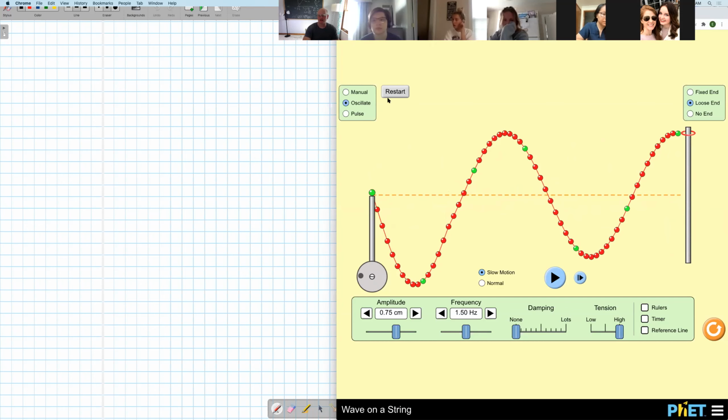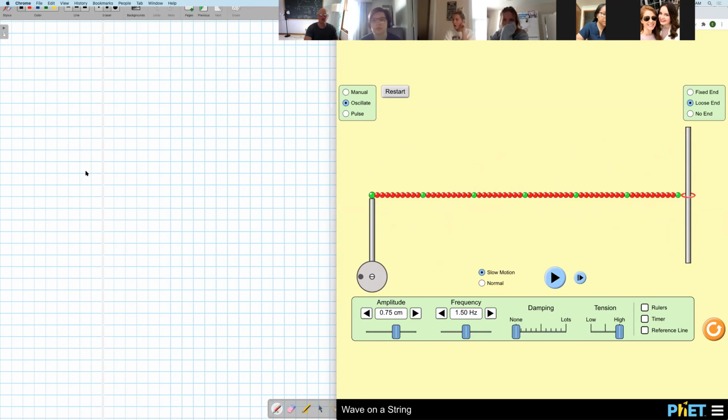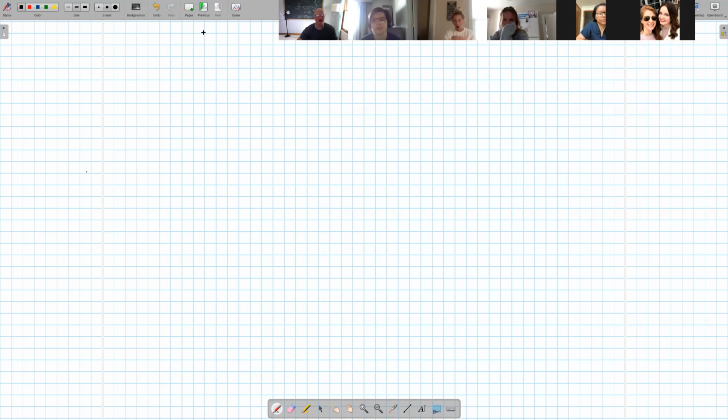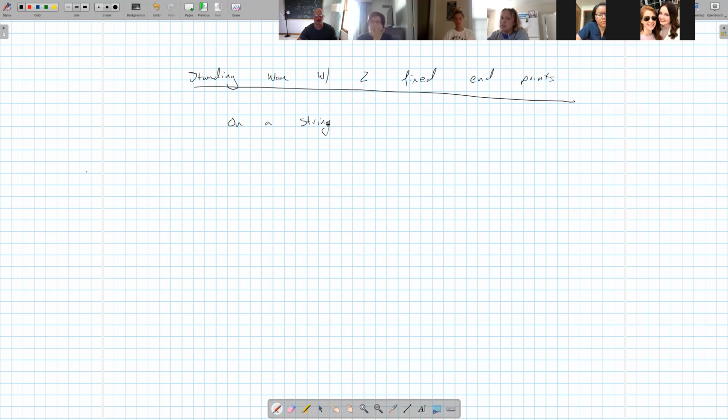So what we're going to concentrate on now is when I have two fixed endpoints. So let's look at a standing wave with two fixed endpoints. So for example, this is going to be a standing wave on a string. So this is like your guitar string, violin string, harpsichord, all kinds of different stuff.